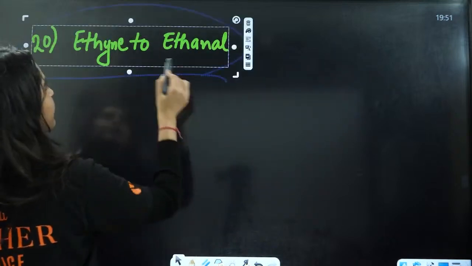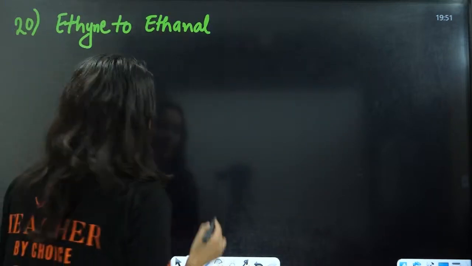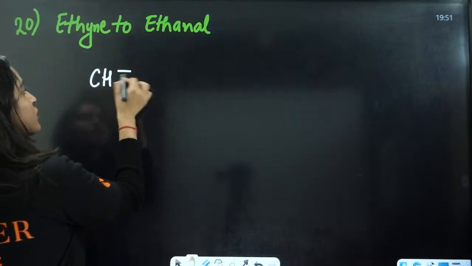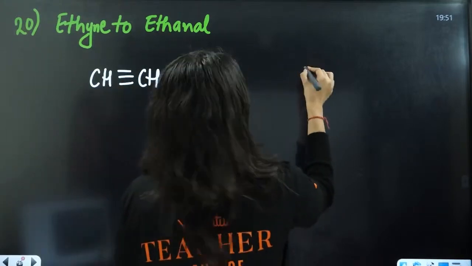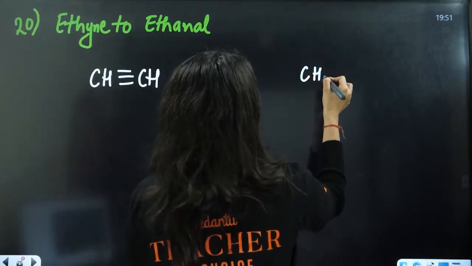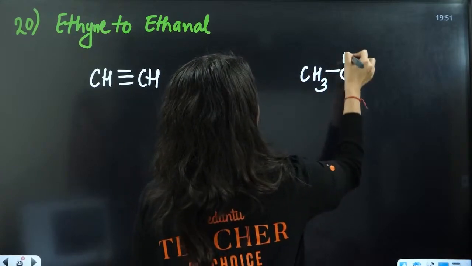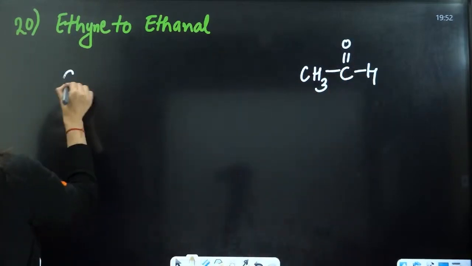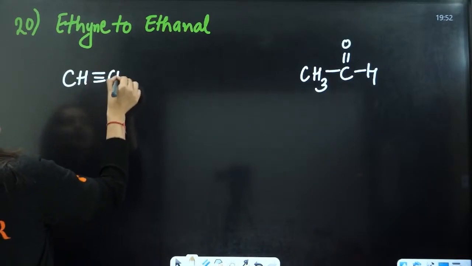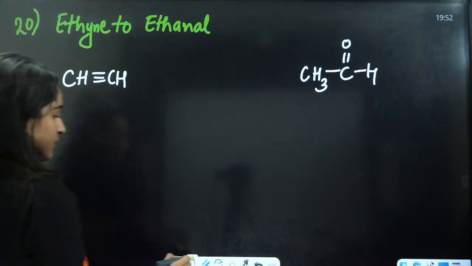Okay, next is ethyne to ethanal, everyone. Yes, you will have CH triple bond CH to CH3, C double bond O, H. How to convert ethyne to ethanal?